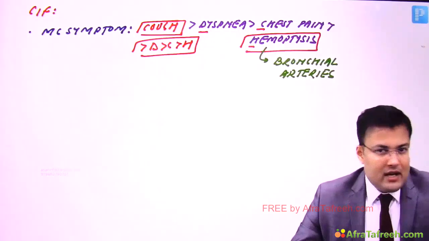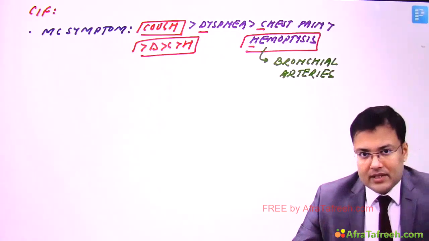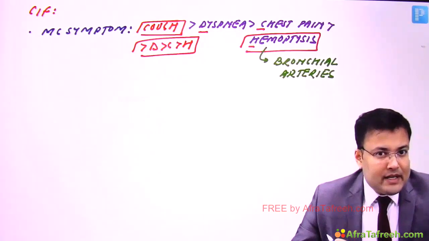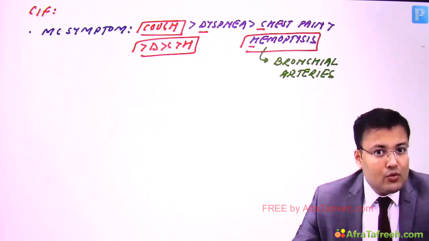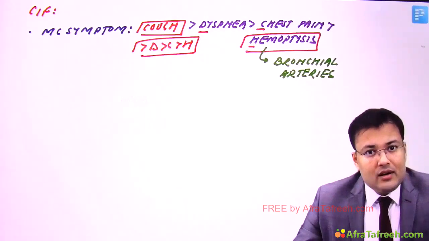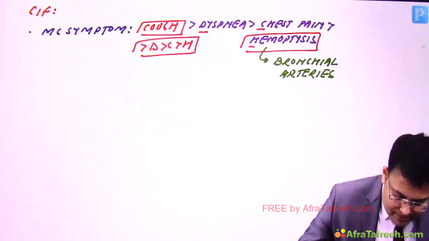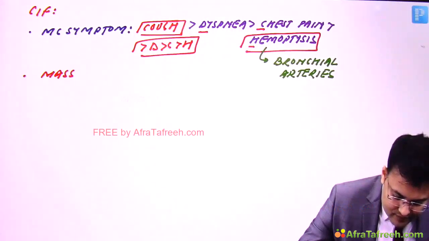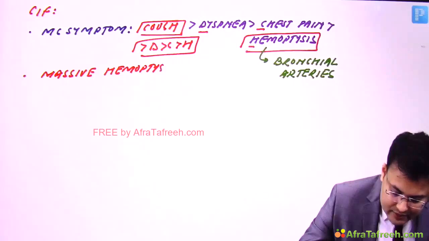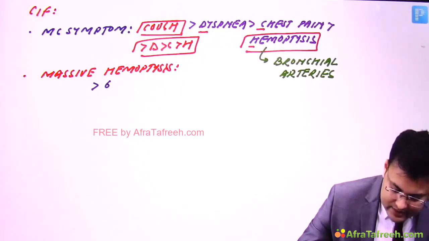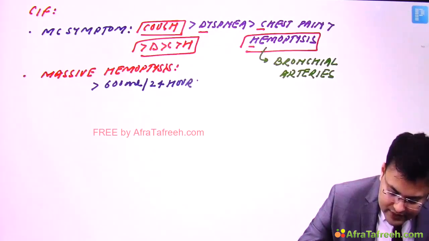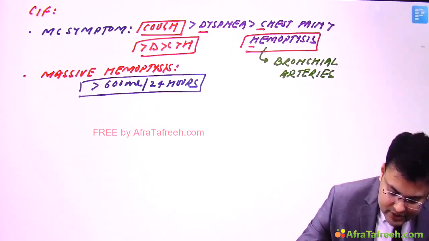Another important question, what is the definition of massive hemoptysis? Whenever there is expectoration of more than 600 ml of blood in 24 hours, that's a massive hemoptysis. So here, expectoration of more than 600 ml of blood in 24 hours. This question was asked in AIIMS.